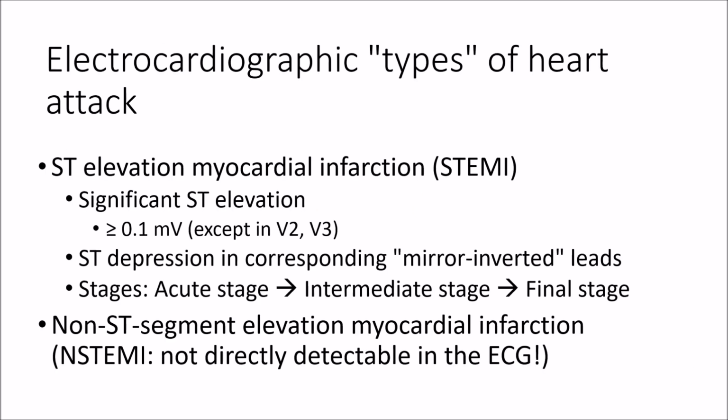In the ECG, only an ST elevation above 0.1 mV at the J point in at least two adjacent leads corresponds to a significant ST elevation. Only in V2 and V3 higher values must be achieved. If, for example, a significant ST elevation is seen in leads 2, 3 and AVF, ST depression typically occurs in the mirror image leads, i.e. in 1 and AVL. But watch out, not every heart attack is accompanied by ST elevation.